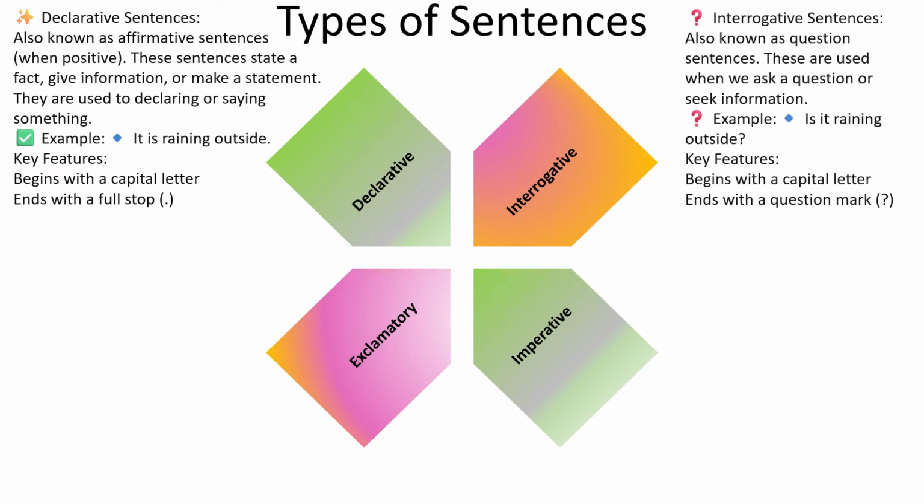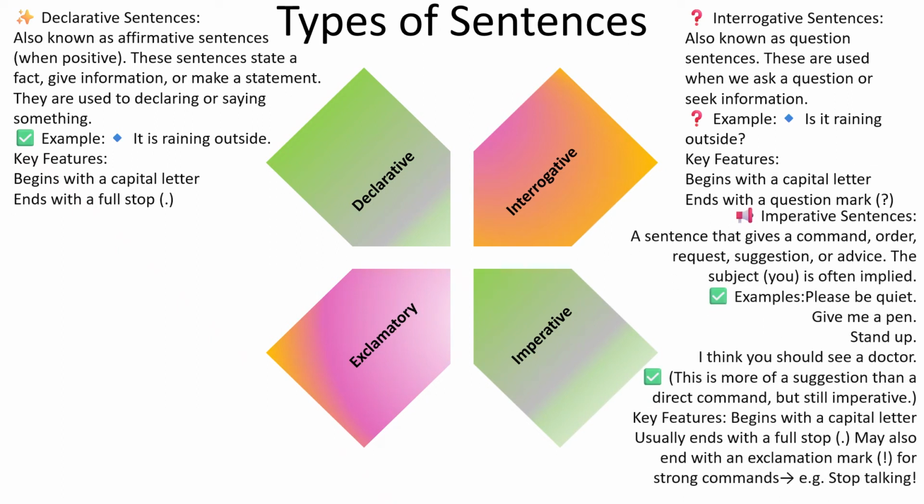The second one is interrogative sentences, which are also termed questioning sentences. When we ask something, that is a kind of interrogative sentence. For example, is it raining outside? Here a person is asking whether it is raining or not.